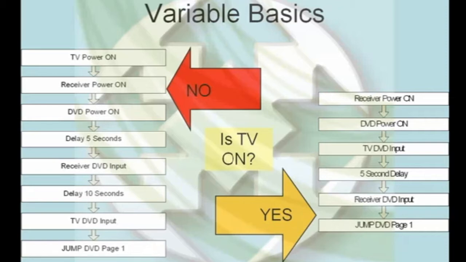Now, quick point here, variables can do quite a bit more than just help the remote remember whether the TV is turned on or turned off, but most people seem to grasp this concept a lot more easily when we go through an example like this.